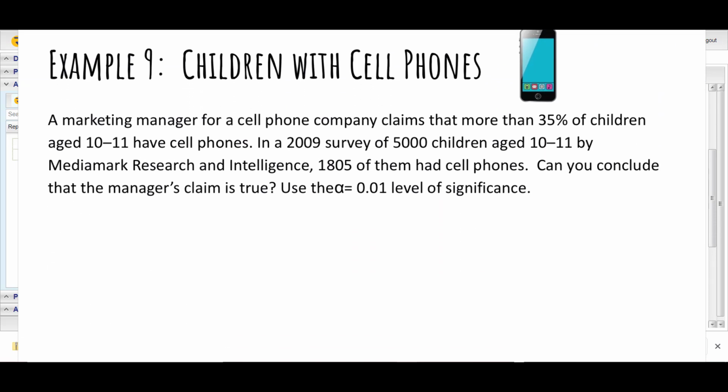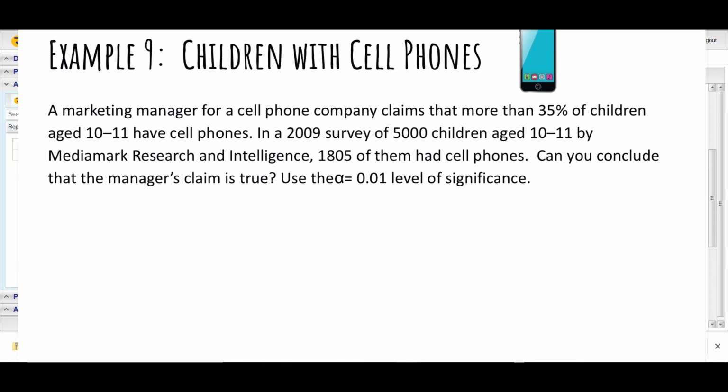All right, example 9. A marketing manager for a cell phone company claims that more than 35% of children aged 10 to 11 have cell phones. In 2009, MediaMark Research and Intelligence surveyed 5,000 children aged 10 to 11. 1,805 of them had cell phones. Can you conclude the manager's claim is true? So we conclude that the manager's claim is true.